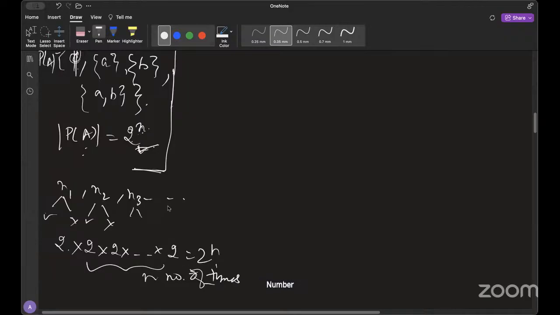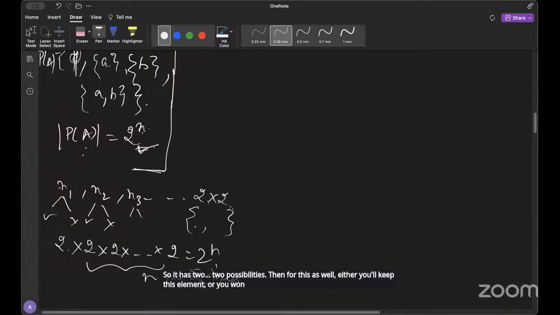Let's say you have a set, then either you'll keep this element or you won't keep this element. So it has two possibilities. Then for this one as well, either you keep it or you don't. This again results in 2. That's why you have 2 to the power n number of subsets. Is this fine?